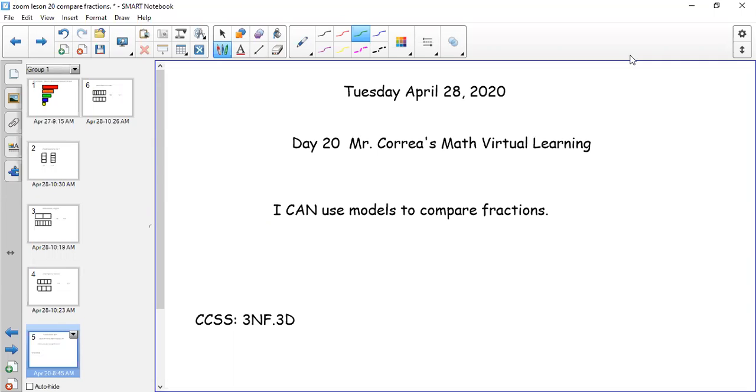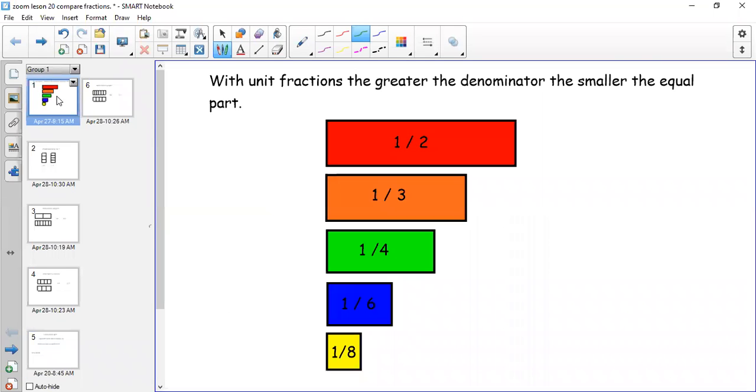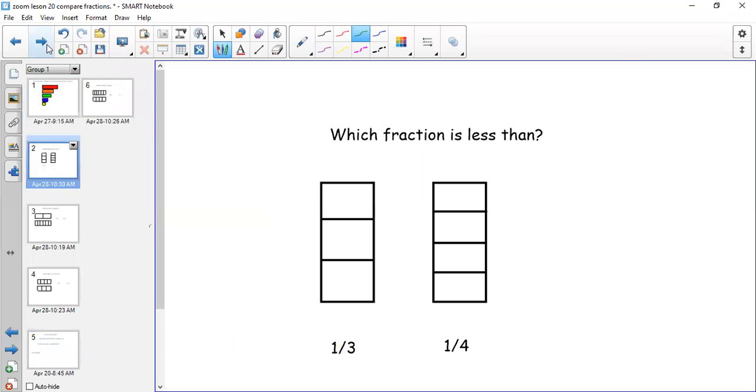Correa's Math Virtual Learning. Today, we're going to work on using models to compare fractions. Yesterday, we worked on comparing unit fractions, and we identified the relationship between the denominator and the size of the equal part. And we found that the greater the denominator, the smaller the size of the equal part. Let's see if we can use that knowledge for this example.